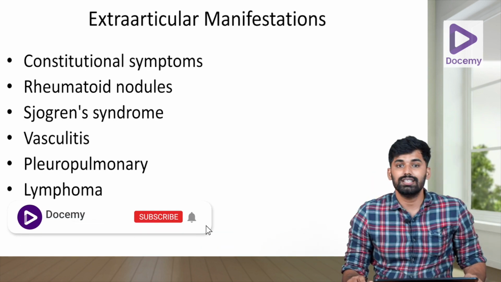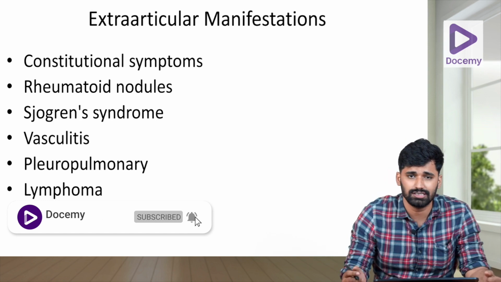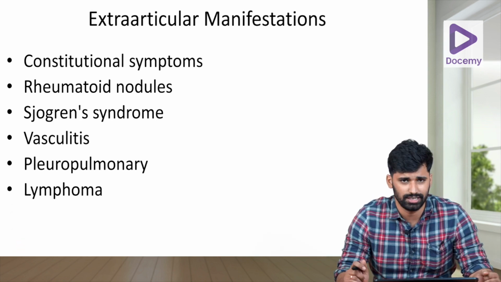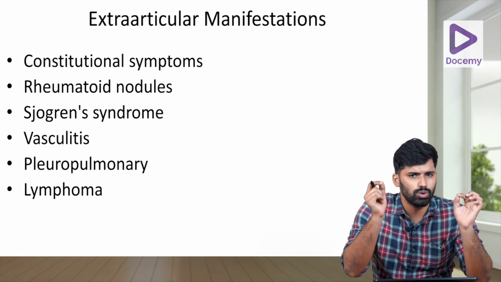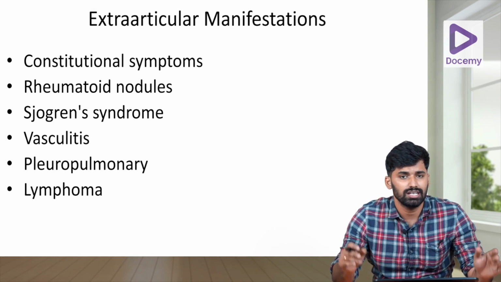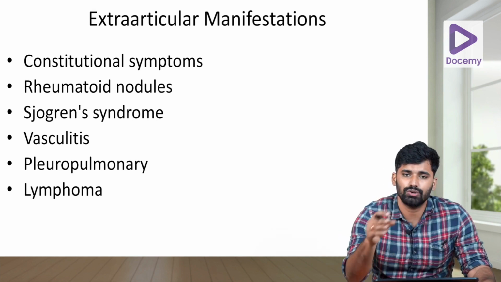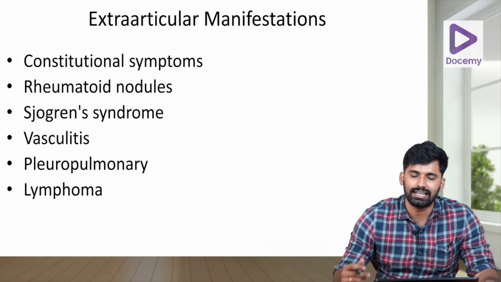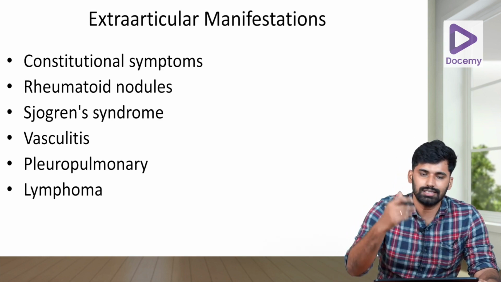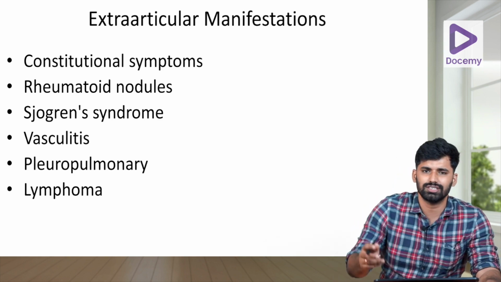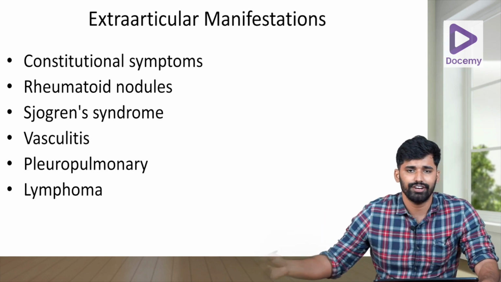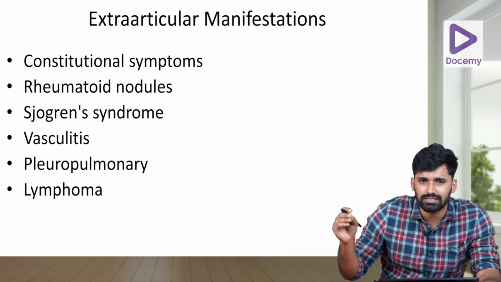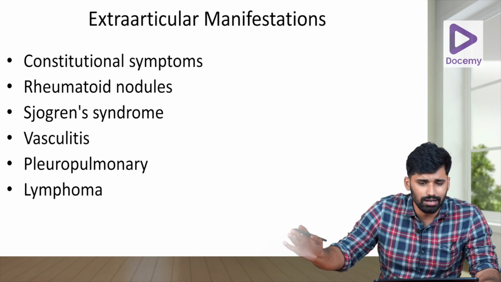Then we have the extraarticular manifestations that usually we see in rheumatoid arthritis. A patient who has at least one extraarticular manifestation is deemed to have a worse prognosis, because only if the disease activity is high do we usually see extraarticular manifestations. The constitutional symptoms like fever, myalgia, fatigue can also be part of extraarticular manifestations of rheumatoid arthritis.